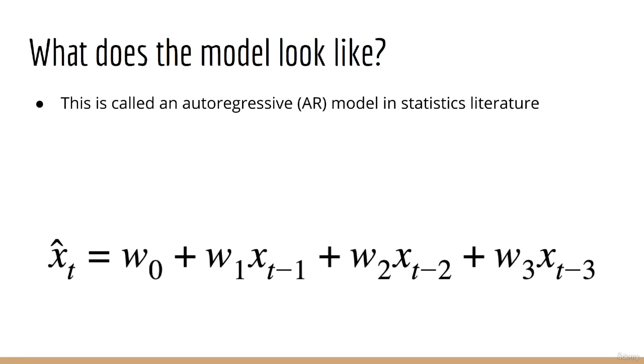So what does a linear regression forecasting model look like? At this point, it should be pretty clear. It's x hat at time t equal to w0 plus w1 times x at time t minus 1 plus w2 times x at t minus 2 plus w3 times x at t minus 3. While I'm using time indices here, you should still be able to recognize this as linear regression. As a side note, this is called an autoregressive or AR model in statistics nomenclature. The word auto means self, so it's a model that tries to predict the value in a time series using its own values.